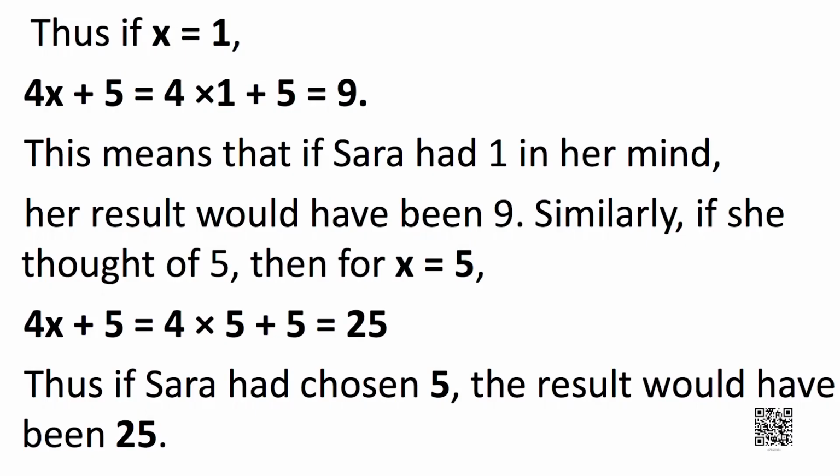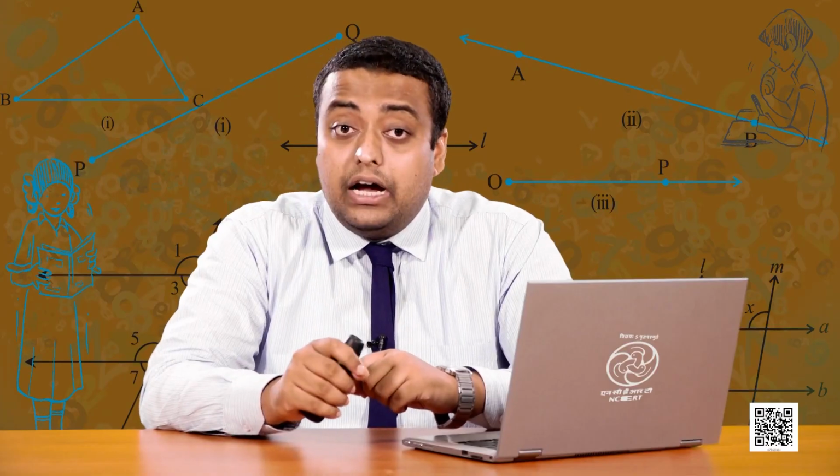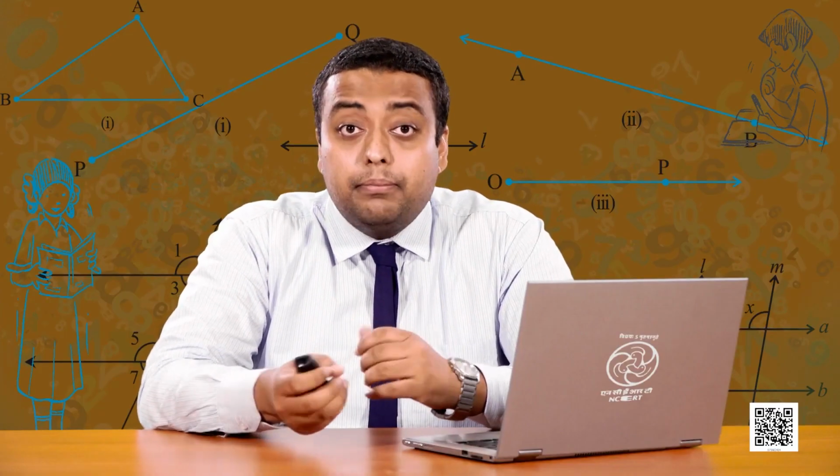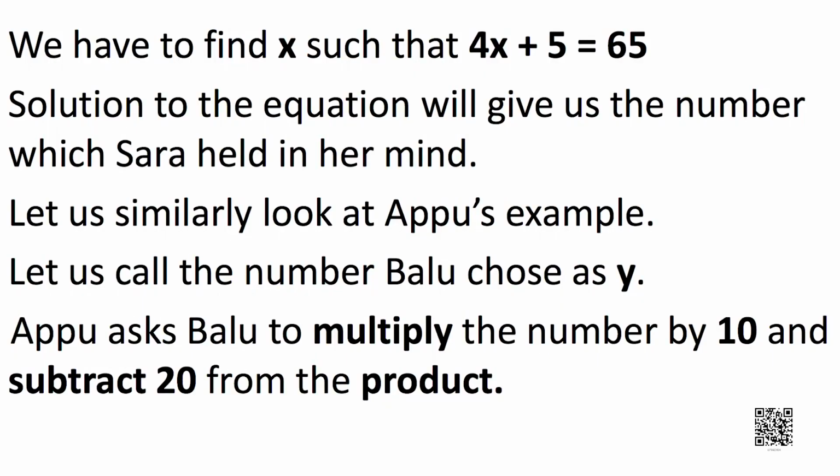Similarly, if she thought of 5, then for x = 5, 4x + 5 = 4 × 5 + 5, which is equal to 25. Thus, if Sarah had chosen 5, the result would have been 25. To find the number thought by Sarah, let us work backwards from her answer 65. We have to find x such that 4x + 5 = 65. The solution to the equation will give us the number which Sarah held in her mind.